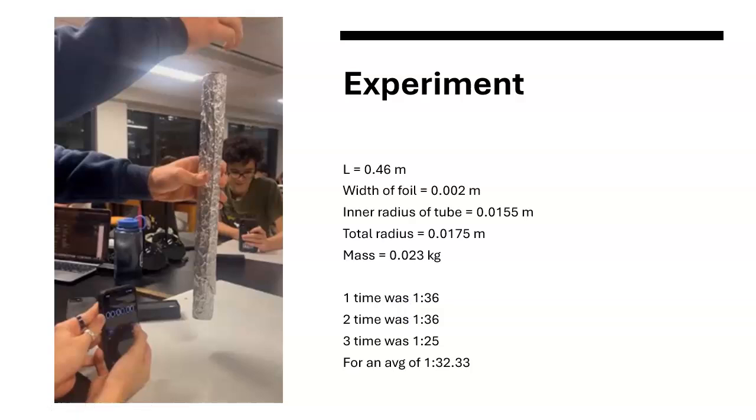In our experiment, we used a tube with a length of 0.46 meters and a width of foil of 0.002 meters. It had an inner radius of 0.0155 meters, so a total radius of 0.0175 meters. The mass of the magnet was 0.023 kilograms. The first time, we recorded 1 minute and 36 seconds. The second time was 1.36 seconds, and the third time was 1.25 seconds, for an average of 1.32 seconds.